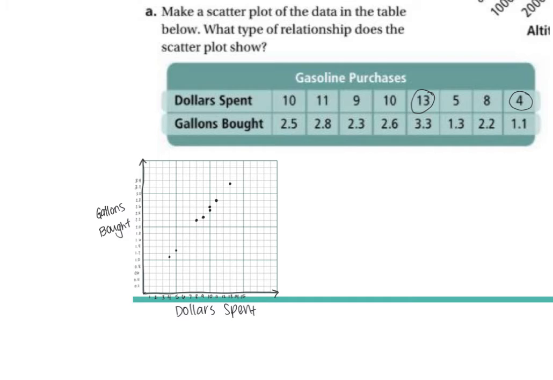What type of relationship is this? Why? Those of you that said positive correlation, awesome, okay? As the dollars spent increases, the gallons bought also increases, okay?